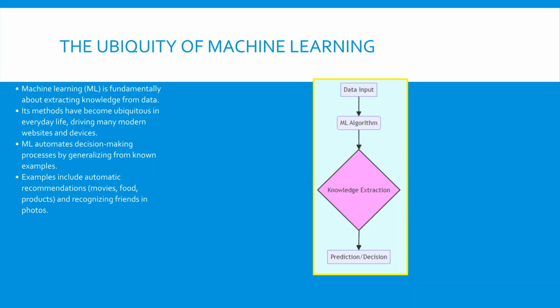Let's get started. Machine learning, or ML, is a field that sits at the intersection of statistics, artificial intelligence, and computer science. Its core purpose is extracting knowledge from vast amounts of data. Instead of relying on hand-coded rules, ML systems automatically find patterns and make decisions based on past experience. This ability to generalize from known examples is what automates many decision-making processes.